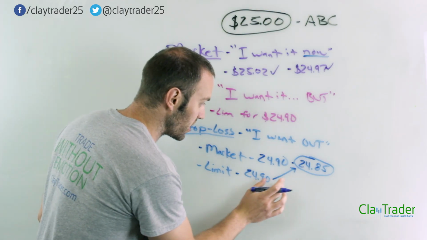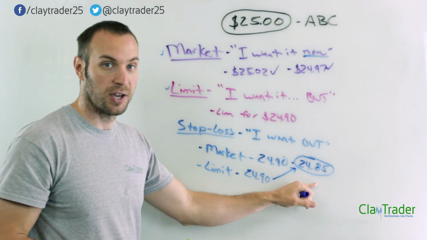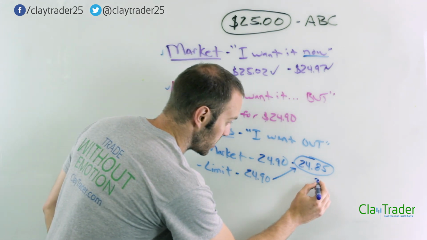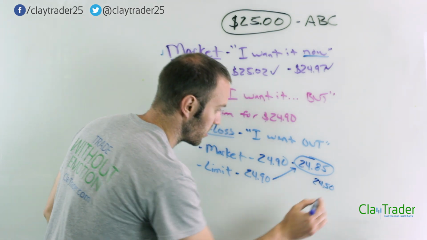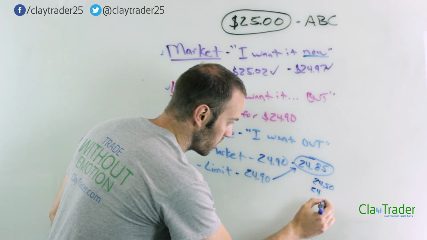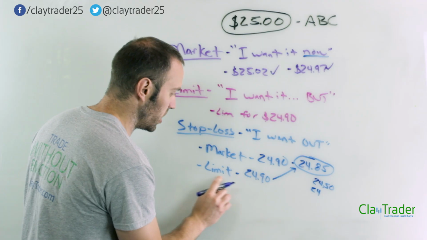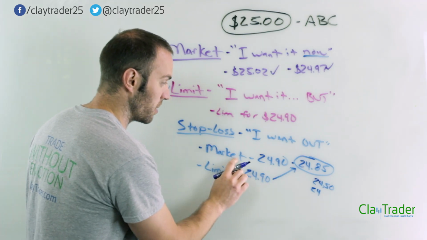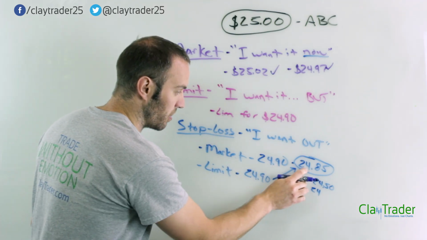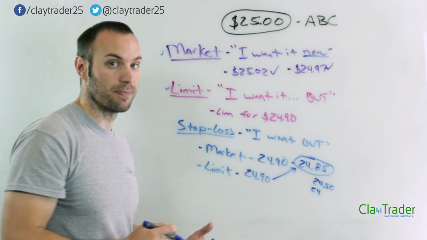But the problem here is, well, you're only willing to sell for 24.90. So when the price hits 24.85, you're not selling. Price hits 24.50, you're not selling. Price hits 24, you're not selling because you said, well, I'm only willing to sell for 24.90. Whereas the market, sure, it can cost you a little bit more because maybe you don't quite get out when you thought you do, but at least you get out.